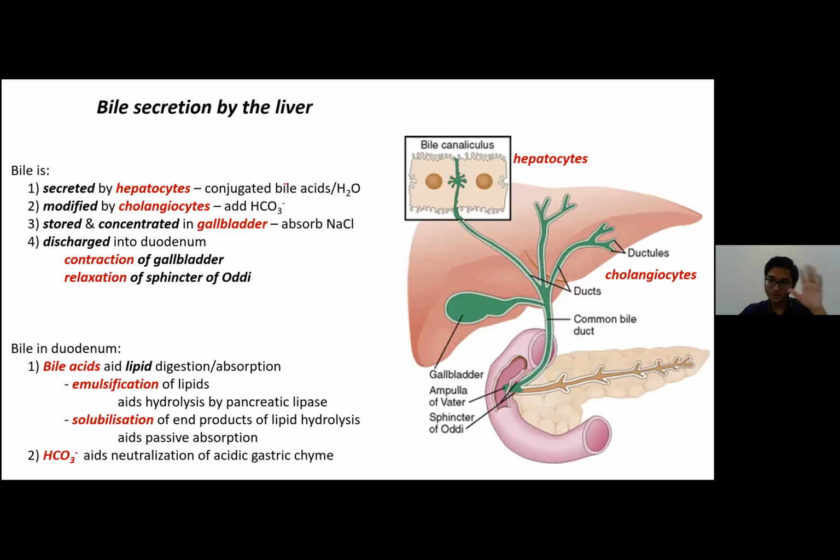So this was a general overview of the whole lecture. We're going to go in detail now. So we're going to go first bile acid production, then what the duct cells do, cholangiocytes, then what the gallbladder does, and then we'll talk about gallstones.